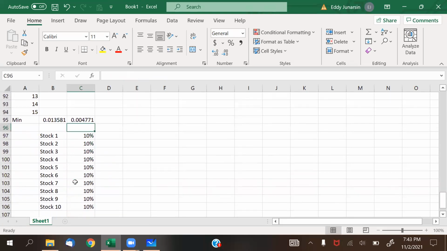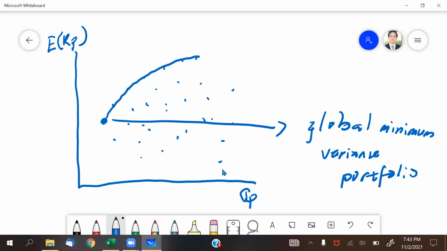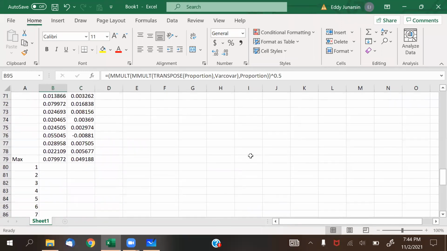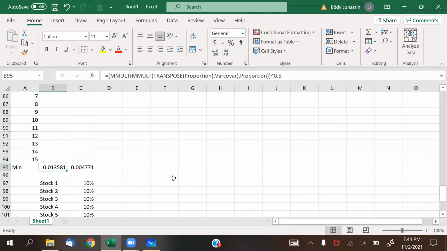Okay, now we'll solve it using solver. So the formulas are there, but these are not the final results because we haven't solved the optimization. The optimization in this case is minimization. So what's our target again? We want to know this global minimum variance portfolio. So obviously we want to know what should be the proportion of each stock to minimize the portfolio risk. That's why we call it global minimum variance portfolio.